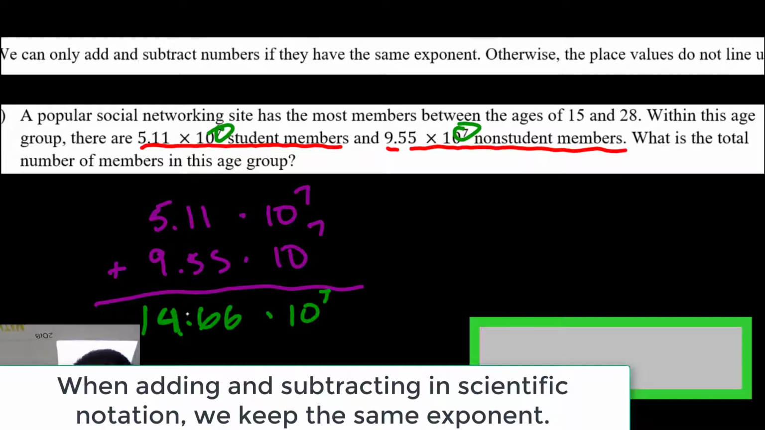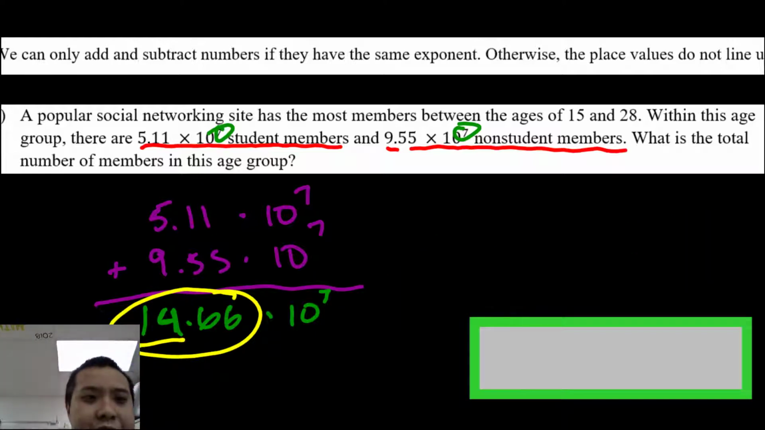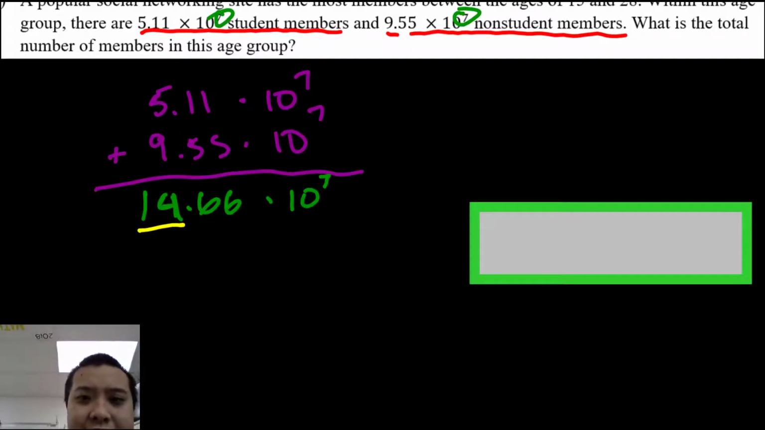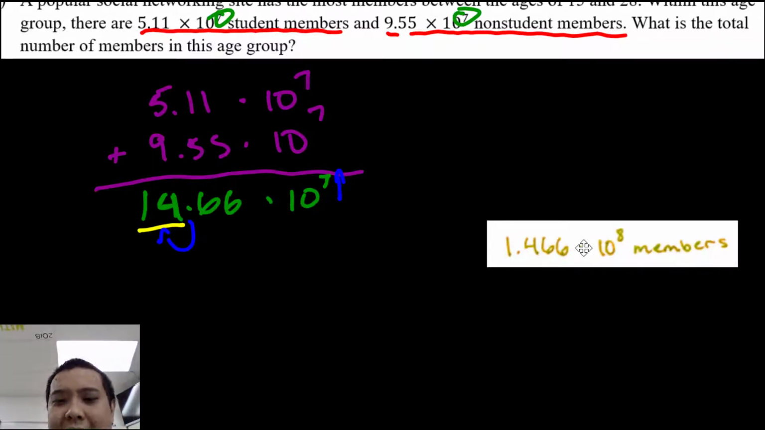We have this 14 right here. And as we know, this is not written in scientific notation because our coefficient, this number right here, is 10 or greater. So what we need to do is change this into scientific notation. So we're going to make our coefficient smaller by a factor of 10, which means we're going to bump the exponent up by a factor of 10. So that makes our final answer 1.446 times 10 to the 8th members, because we bumped the 7 up to an 8 because we made this coefficient smaller.